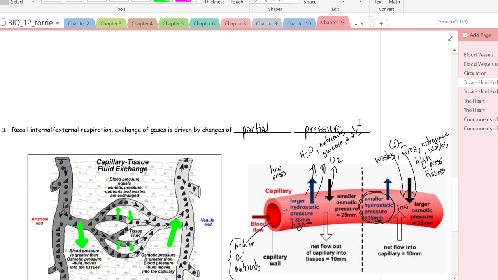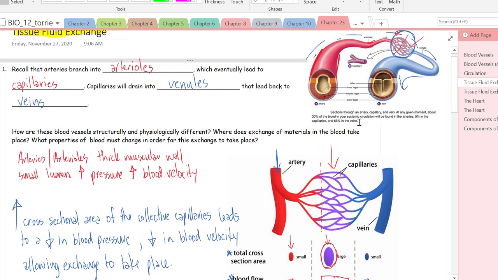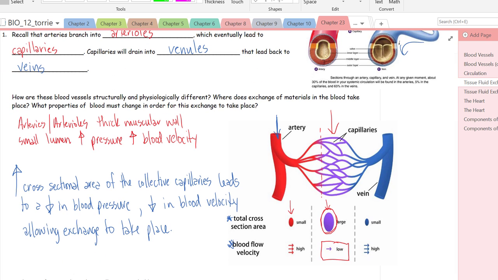So you want to make sure that you understand how the structural changes in the blood vessels lead to this decrease in blood pressure and decrease in blood velocity, right? That's important for two things. One, I said the pressure has to drop or these tiny little capillaries would just burst, but the velocity also has to drop as well.